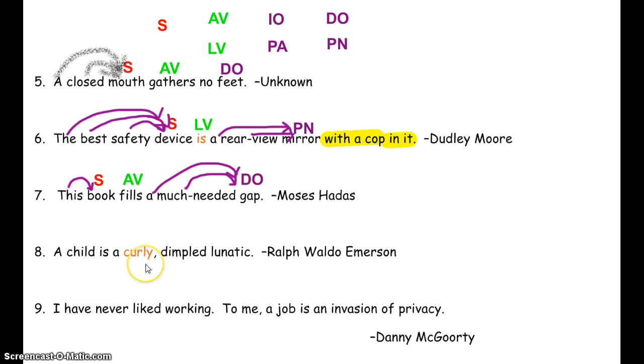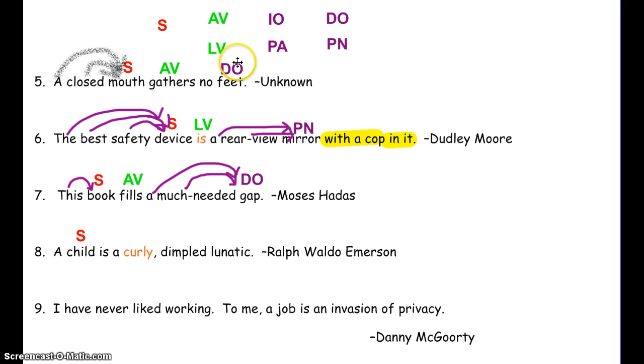You have "curly" and "orange" hair. You're going to need to add a little y at the end of your word. Another little typo there. A child is a curly, dimpled lunatic. I love this. Ralph Waldo Emerson must not have liked children very much. Alright, I don't see any prepositional phrases there. So, my subject, what's the sentence talking about? Ralph Waldo Emerson is talking about a child.